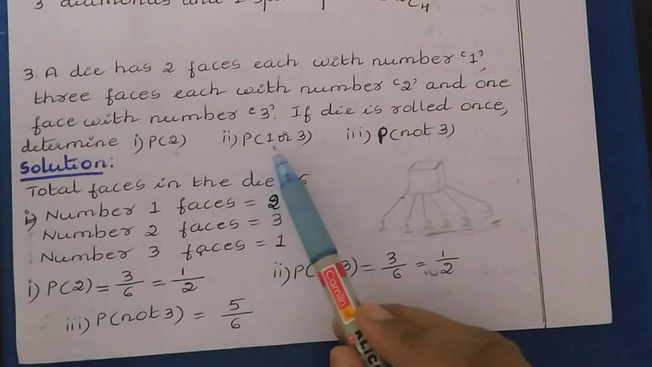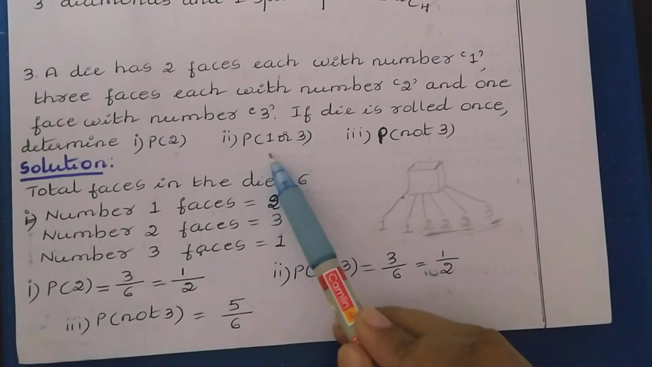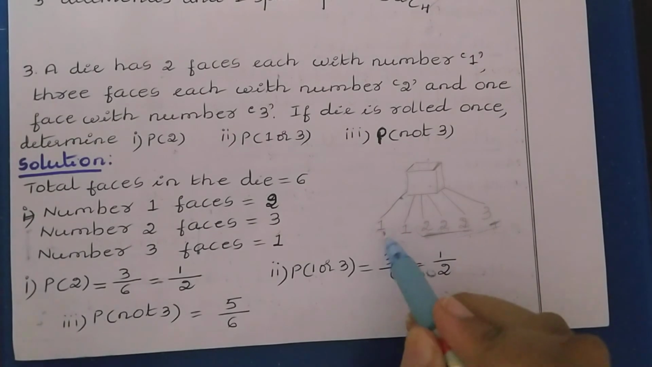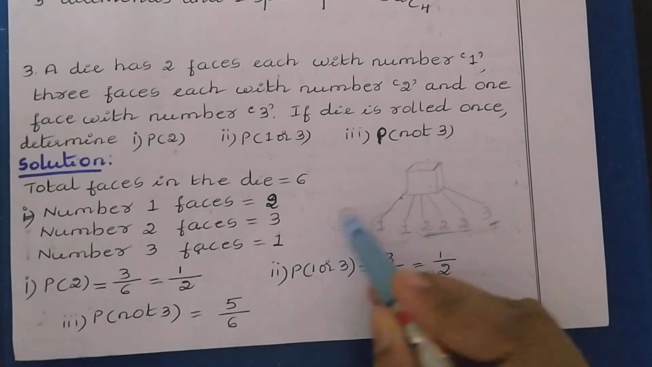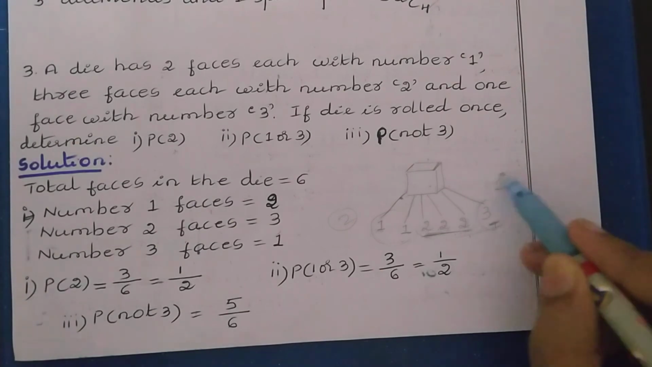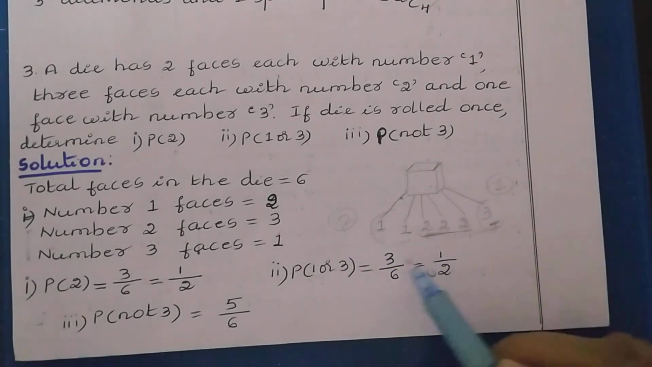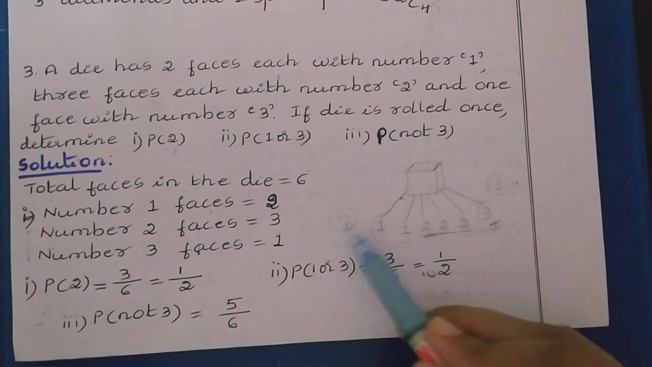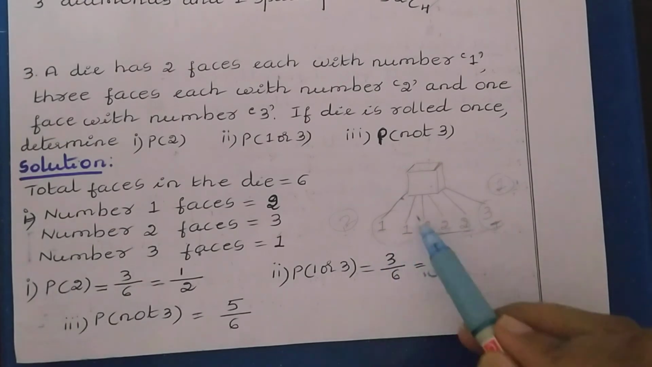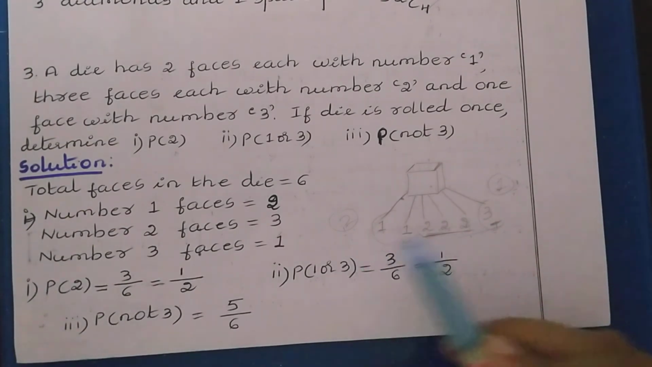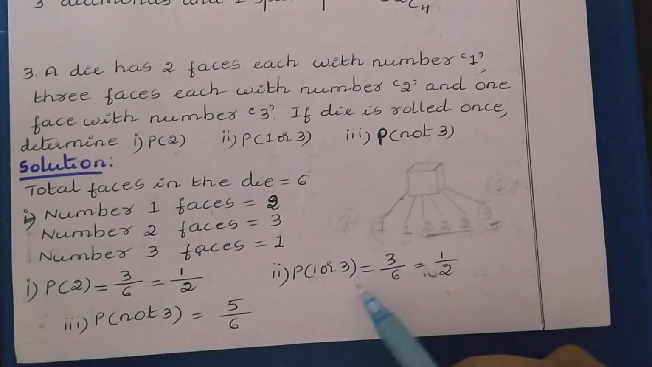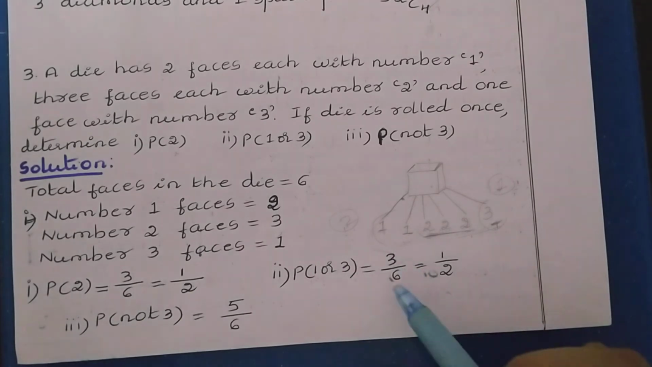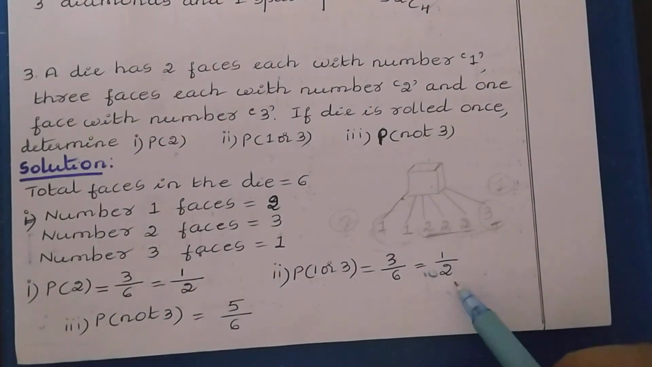Next, probability of 1 or 3. The die has to contain either 1 or 3. So the chance of getting 1 is 2 possibilities. Then chance of getting 3 is 1. So totally here 2 plus 1 is 3, because they have given 1 or 3, so we have to add these here. So getting 1 faces chance is 2 and getting 3 face chance is 1. So 2 plus 1, 3. 3 divided by, totally the die has 6 faces. So 3 divided by 6 is equal to half again.